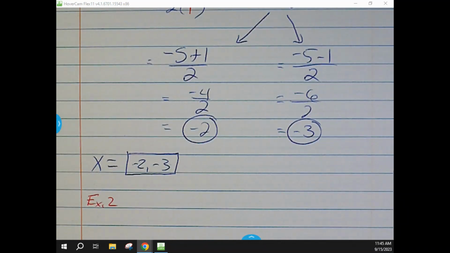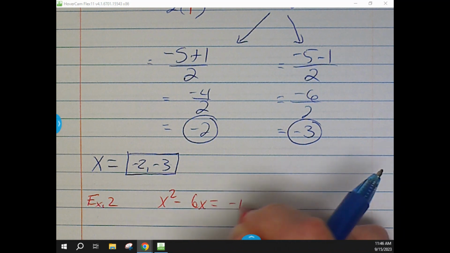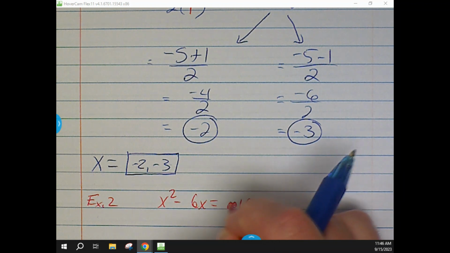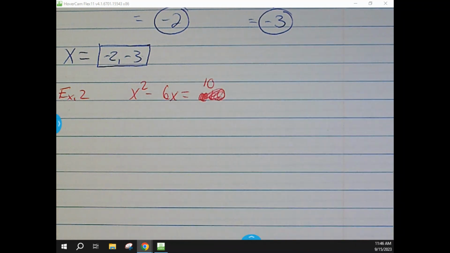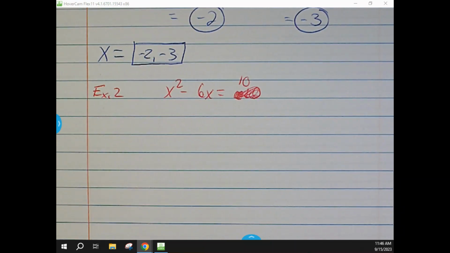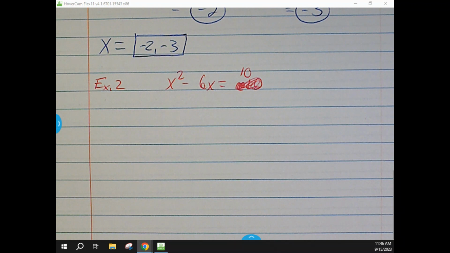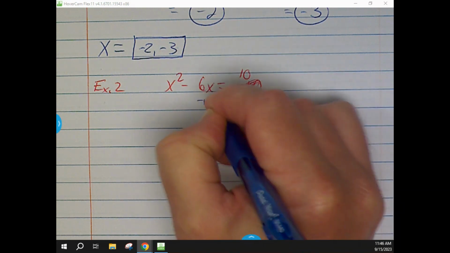All right, so for example 2. We're going to do x squared minus 6x equals, scratch that, just make that equal 10. Okay, so very first thing, again, back up here, we were saying if we're going to do the quadratic formula, it's got to equal 0. So this is just like if we were solving by factoring. If we were going to solve by factoring, this thing had to equal 0. So we're going to move this 10 from over here back over here.